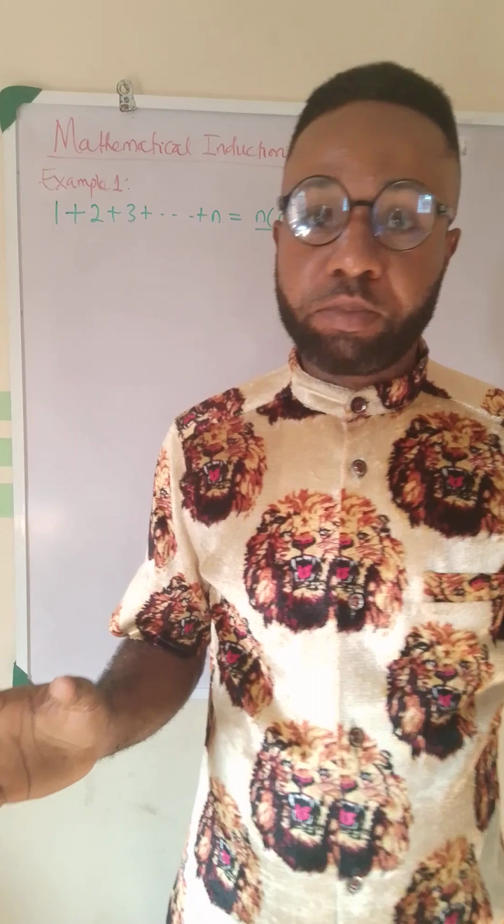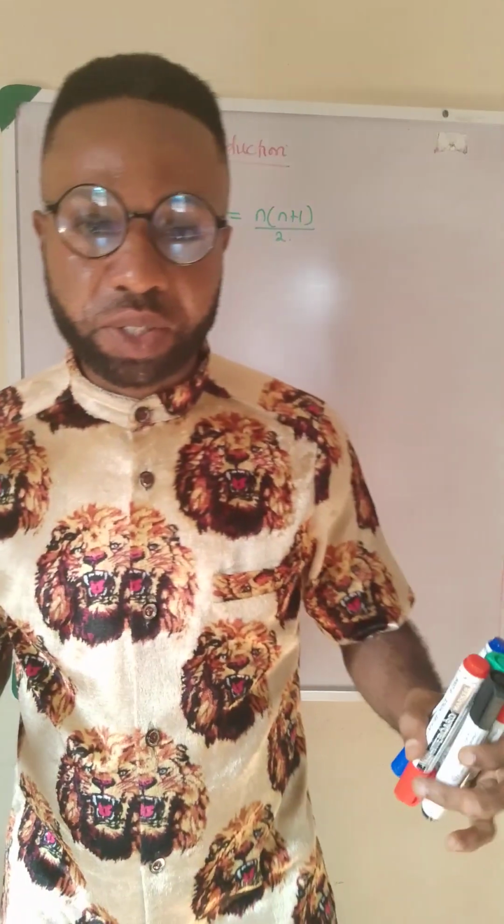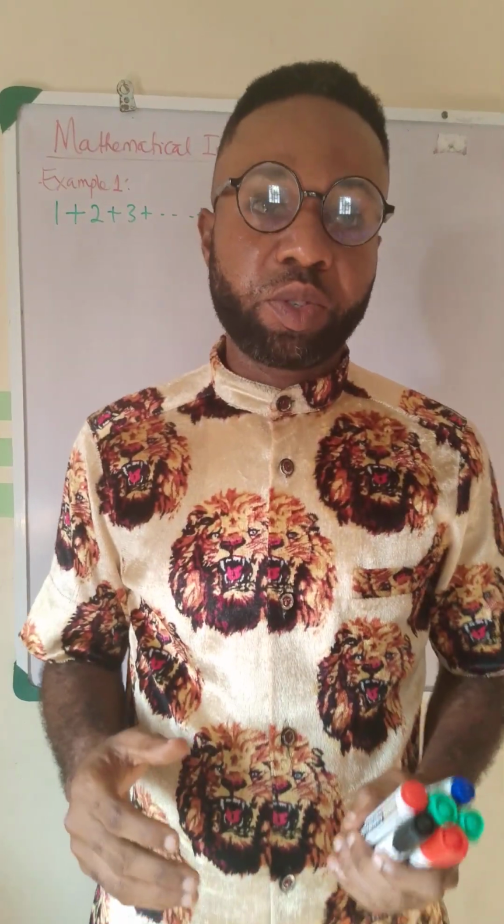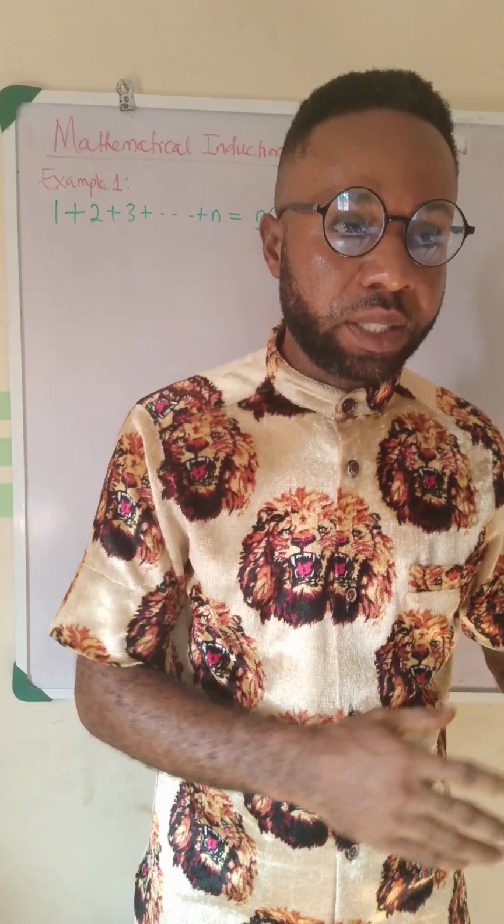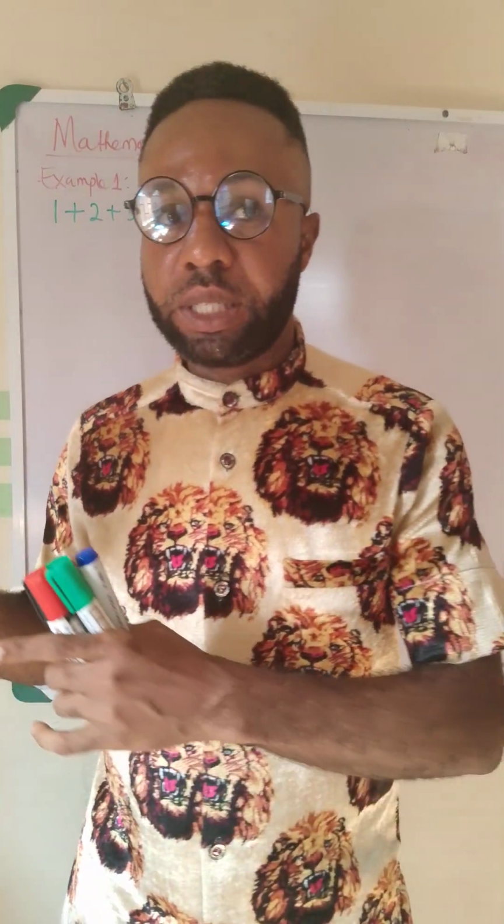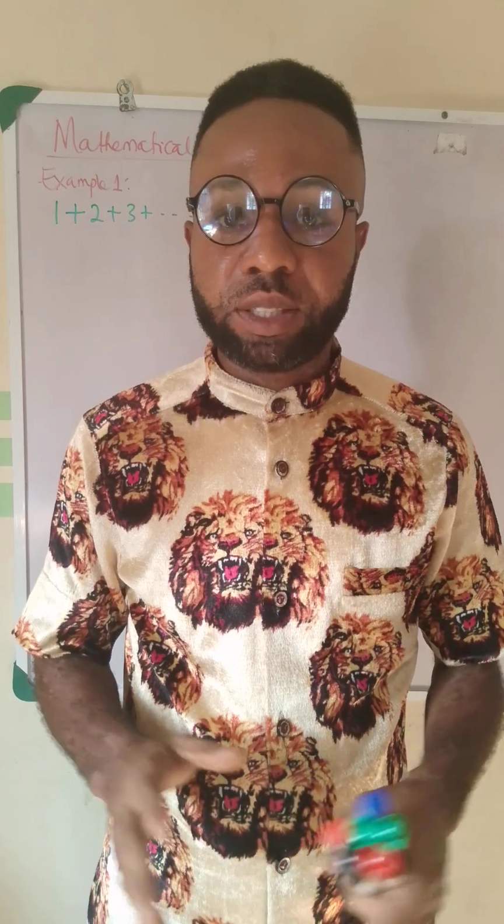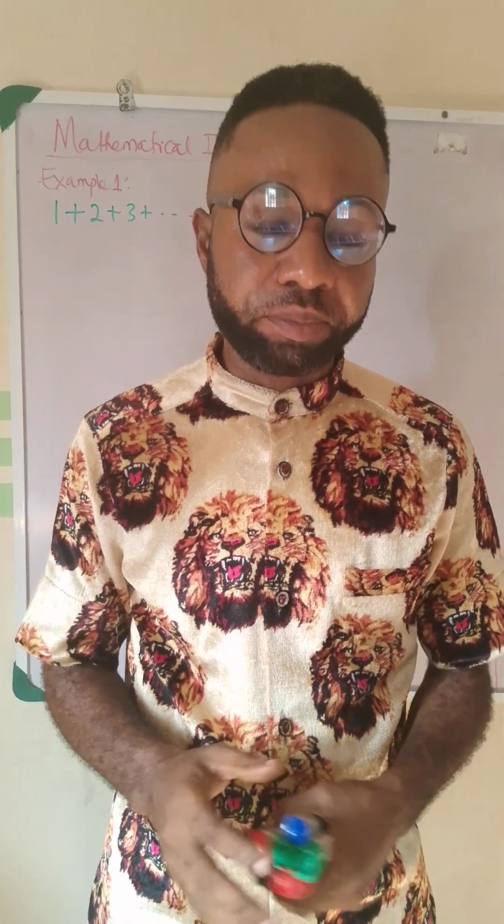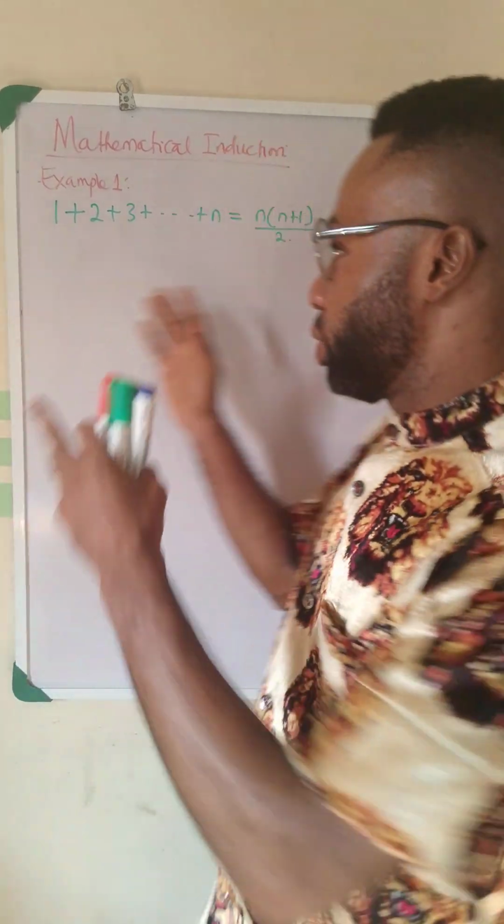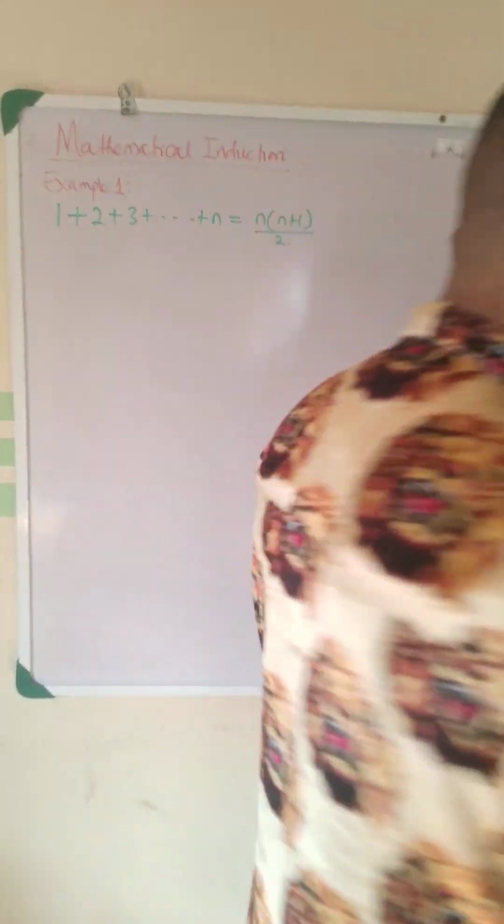Basically, in the last step of mathematical induction, we have to show that the left hand side is equal to the right hand side. And when we are able to show that, it means we've been able to prove that the equation is true for all natural numbers n. So let's take the first step.